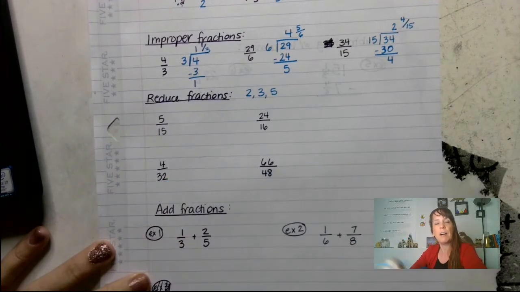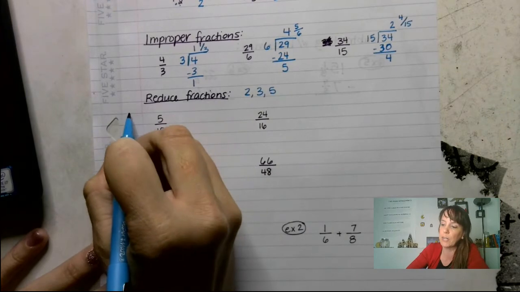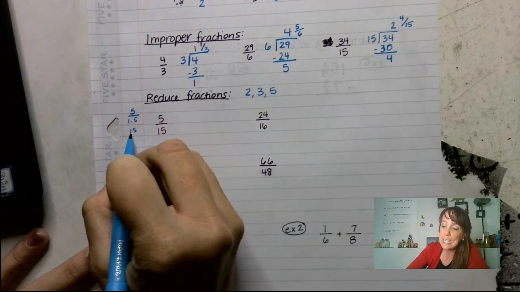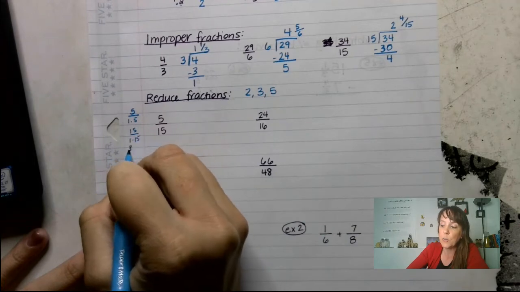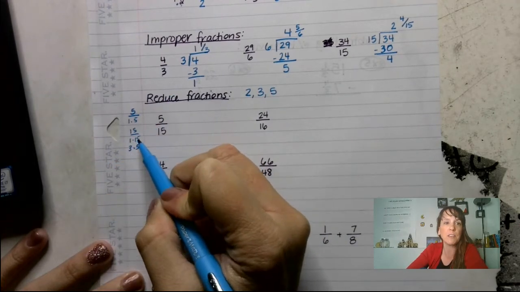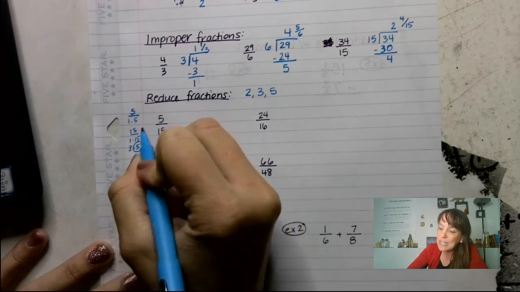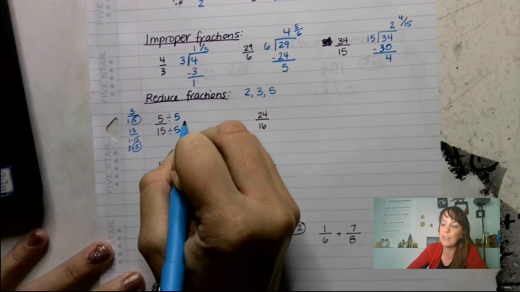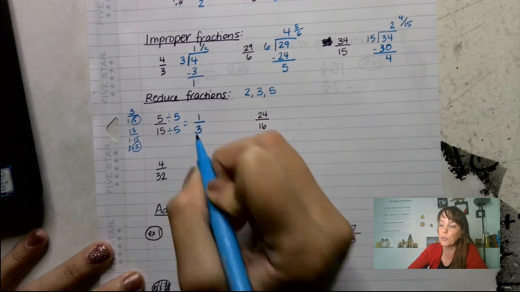Factors of 5 are 1 and 5. Factors of 15 are 1 times 15, and 3 times 5. The largest factor that they have in common is 5. So I'm going to divide this by 5, divide this by 5, and I get 1 over 3.